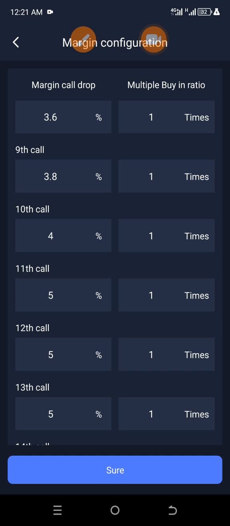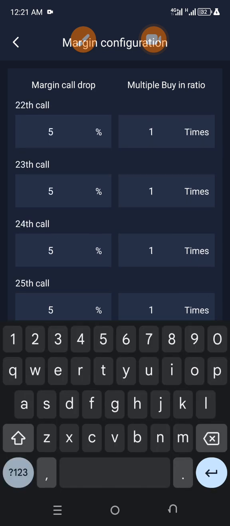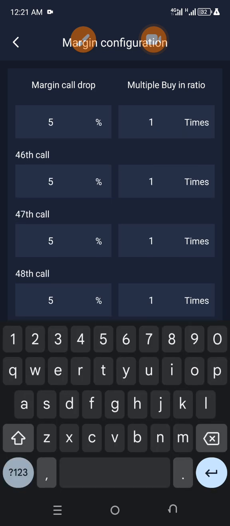Okay, and the next one is going to be 4. The next one is 4.2. The next one is 4.4. Okay, so we are going to do that to the last one. But when you get to the last one, look at what you are going to do. I don't want to do all so that the video will not be long. Look at what you are going to do.